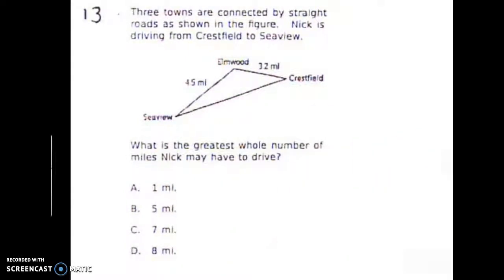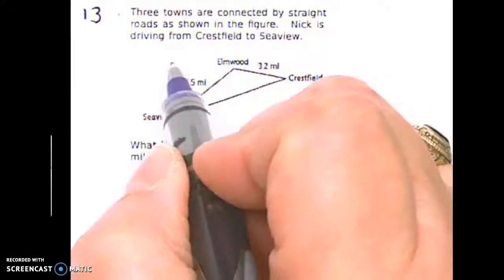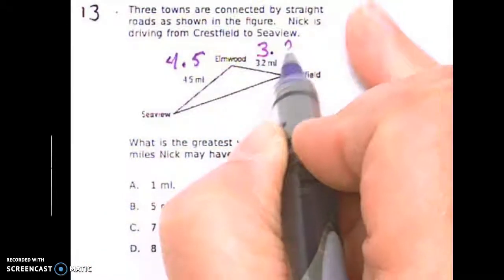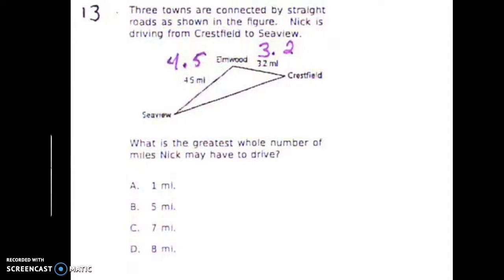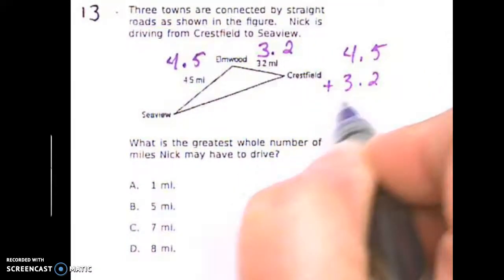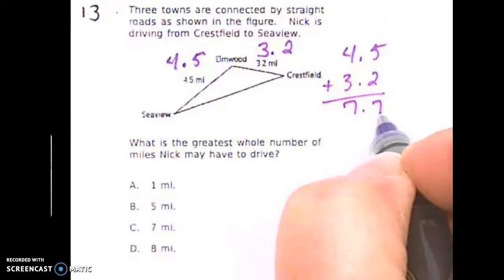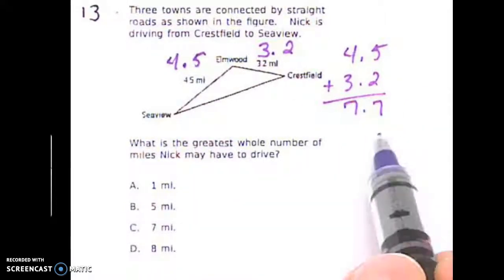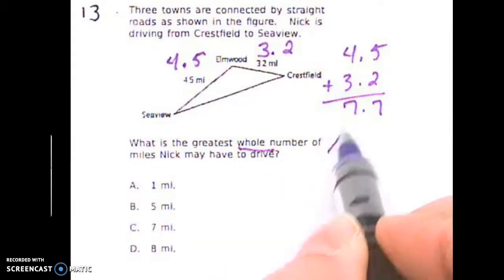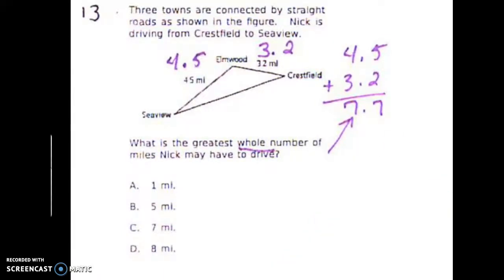If I look at this long way that he's going, notice that this is 4.5 miles and this is 3.2 miles. If he goes the long way, he's going to have 4.5 plus 3.2, which is 7.7. If he goes the short way, it'll be a smaller number than 7.7. So the greatest whole number, the part that's in front of the decimal, of the miles he would have to drive, is going to be 7 whole miles and then maybe a partial mile.